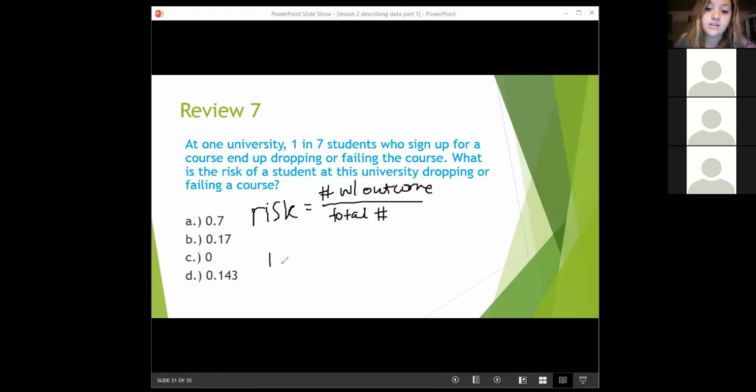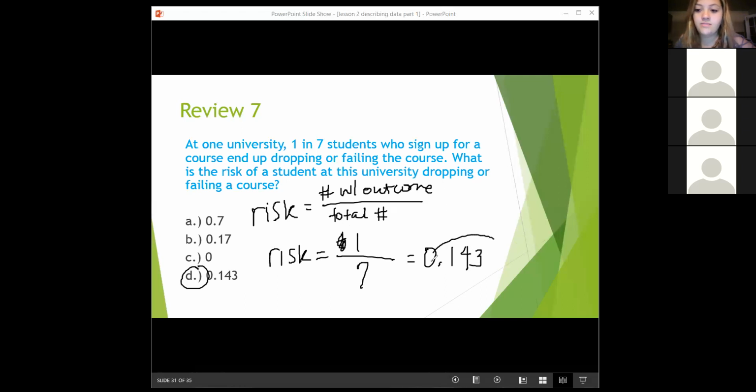And remember, that's different from odds because our denominator is the total number, not the number without the outcome. So in this case, our risk is going to be the students that sign up for the course that end up dropping or failing it, divided by our total number. So like 1 in 7. So out of 7 students, we're going to end up getting 0.143. So you guys are correct. Hey, good job. Proud.